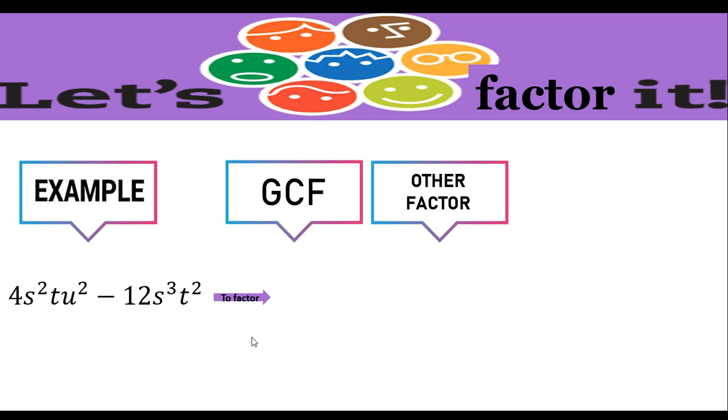And we don't have to include u squared as our GCF because there is no u variable in the other term. So, our GCF is 4s squared t.